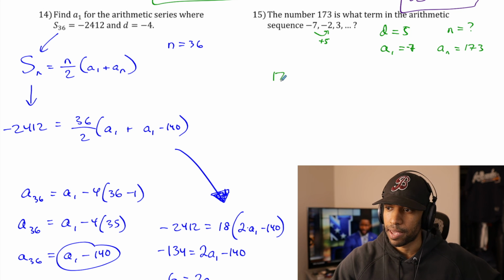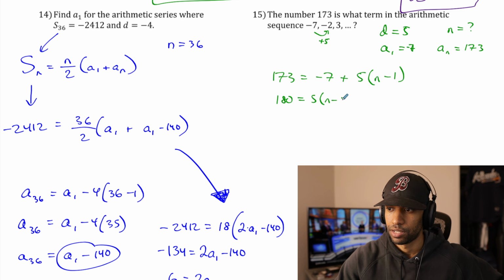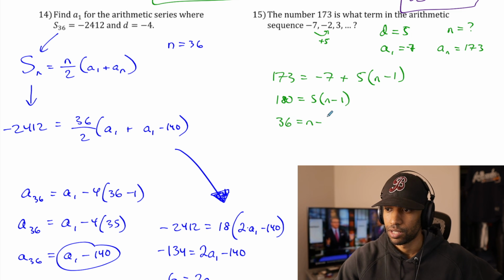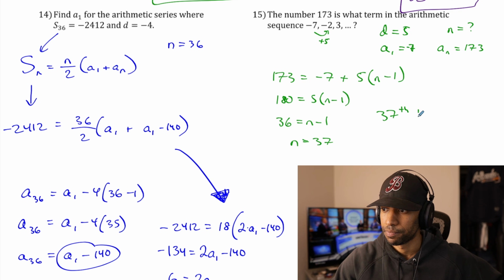So if a sub n equals a sub 1 plus d times n minus 1, we add 7, divide by 5, I think that's 36, and add 1. n is 37. So the 37th term. All right, there's a nice backwards work there.